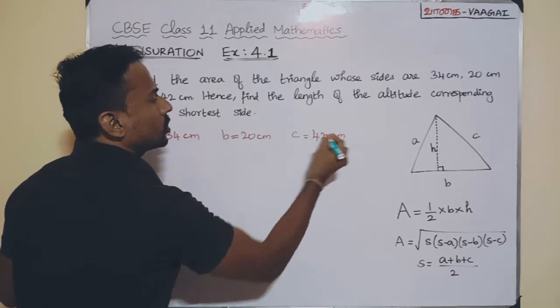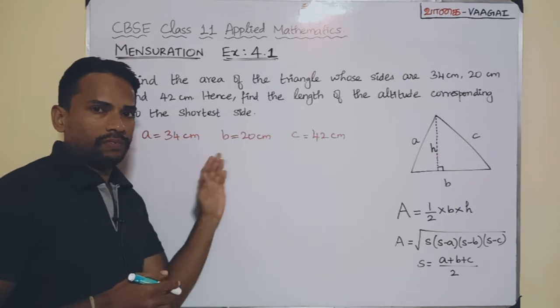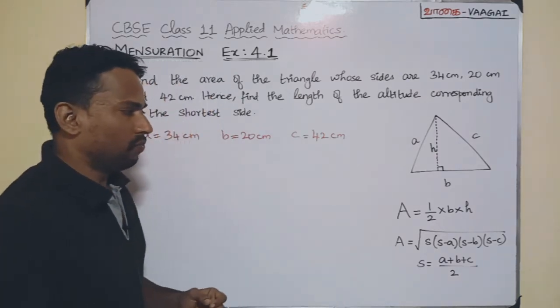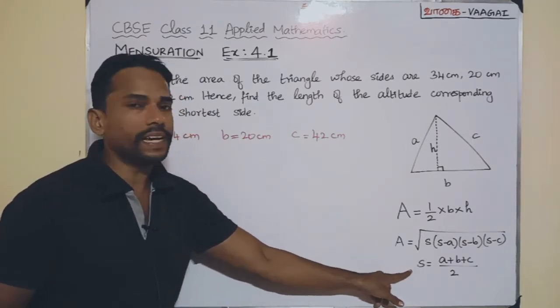What are we supposed to do now? We need to find the area of this triangle. When we have three sides, we can use the second formula to find the area. But before that, in order to use the second formula, we should first find out the value of S.